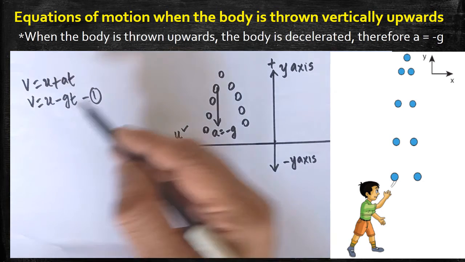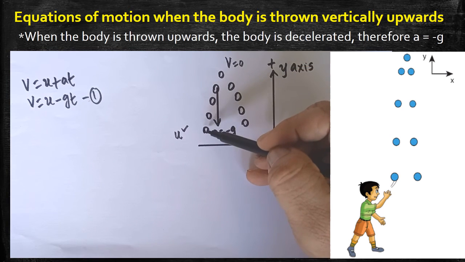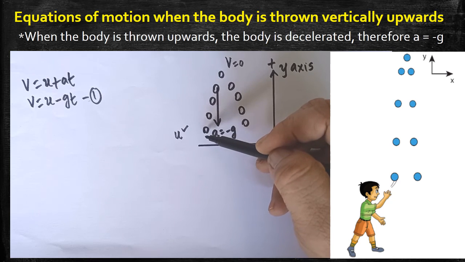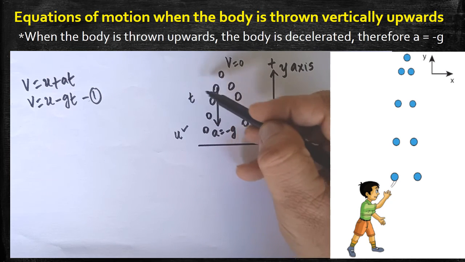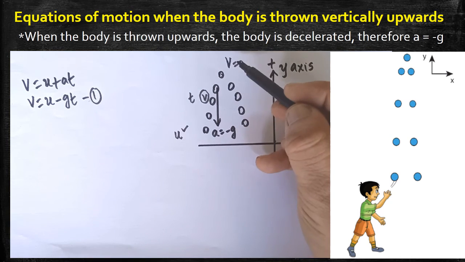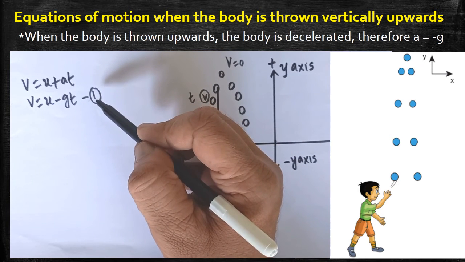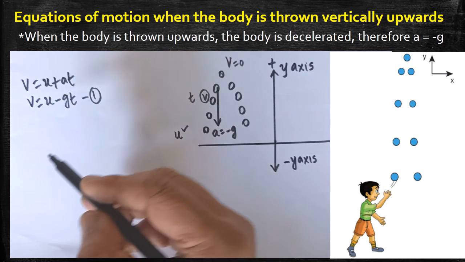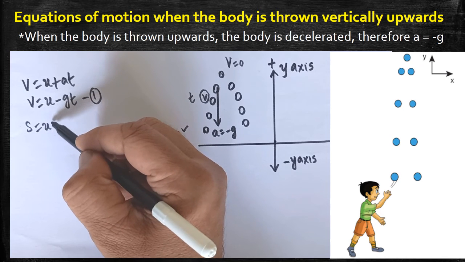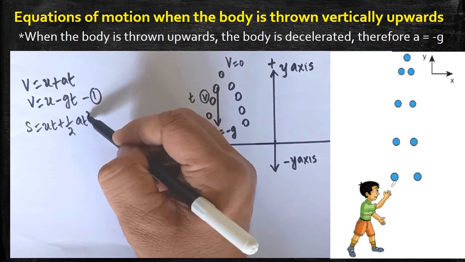Here, when the body reaches the peak, then only the velocity will be equal to 0. Is it clear? But in between, at any instant, some velocity will be there. u is the initial velocity with which the body is thrown. At a particular instant of time, the body will possess some velocity. Are you clear? When it reaches the peak, then only v must be substituted as 0. Therefore, this equation is written as a common equation at any instant of time. Let's write the second equation of motion. s is equal to ut plus half at square is the second equation of motion.